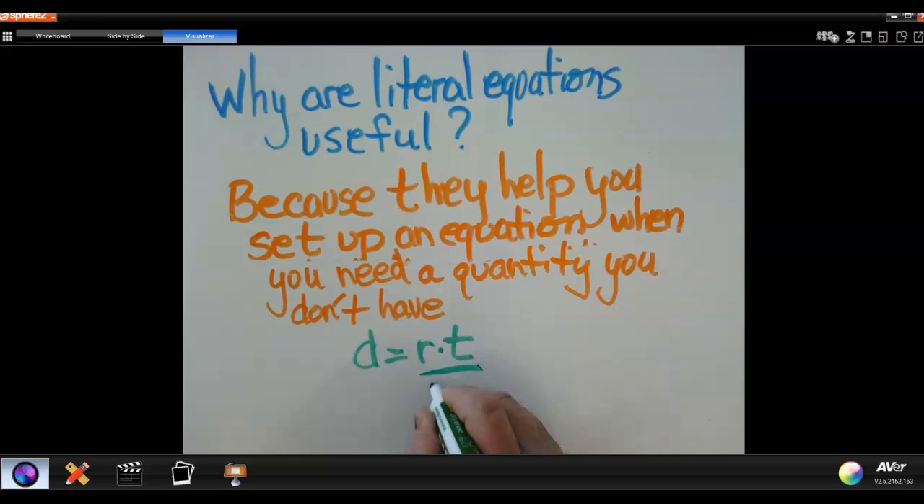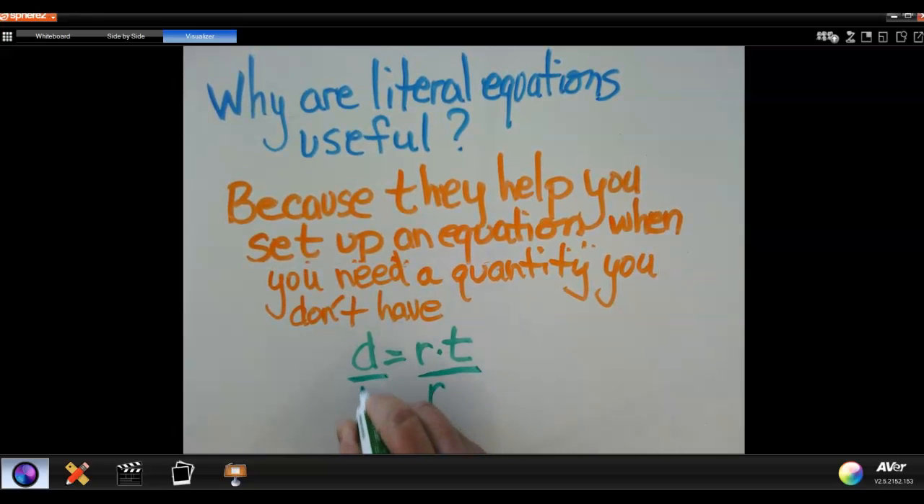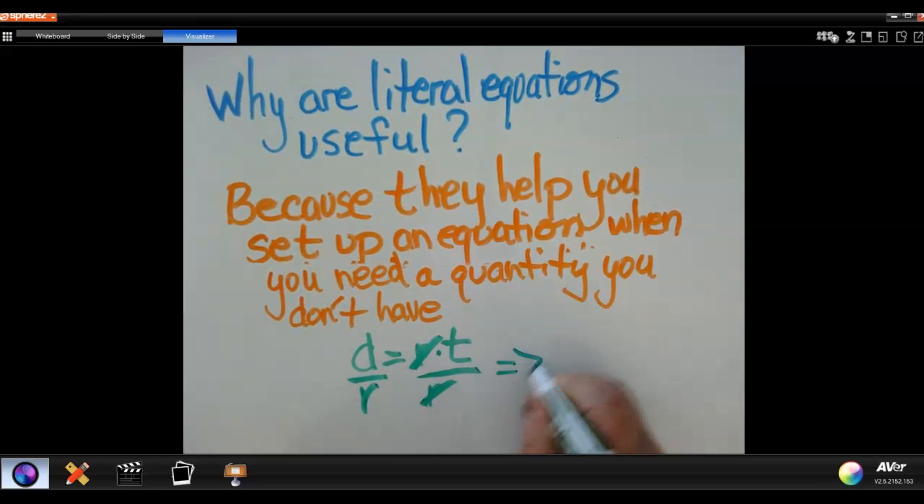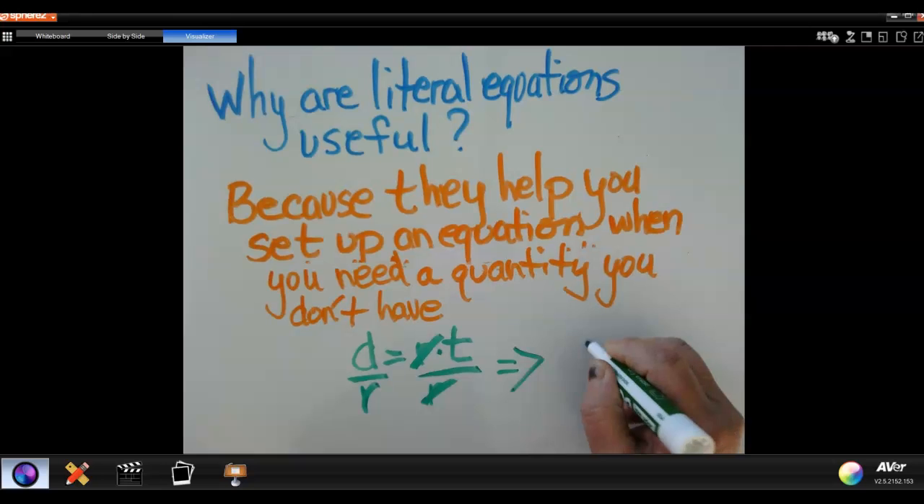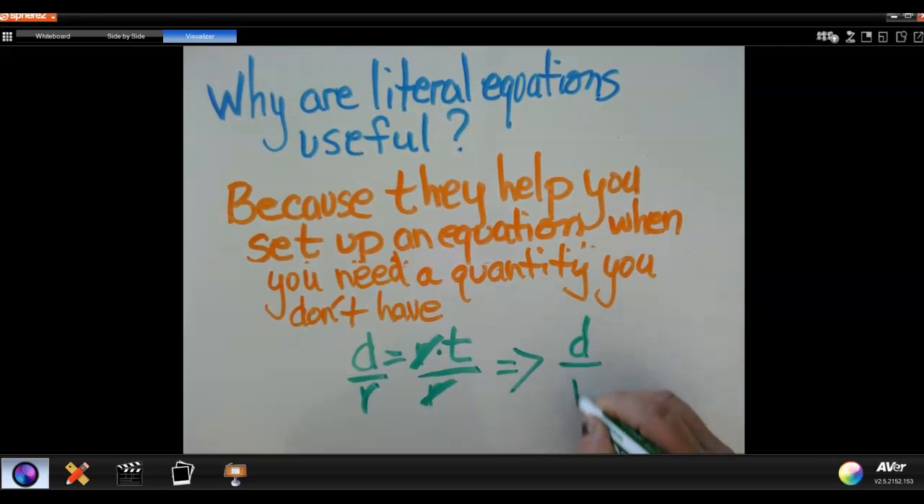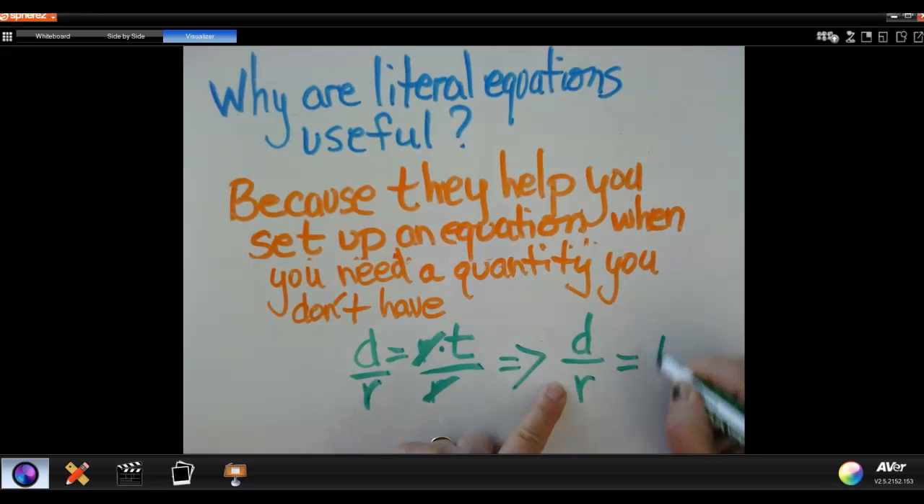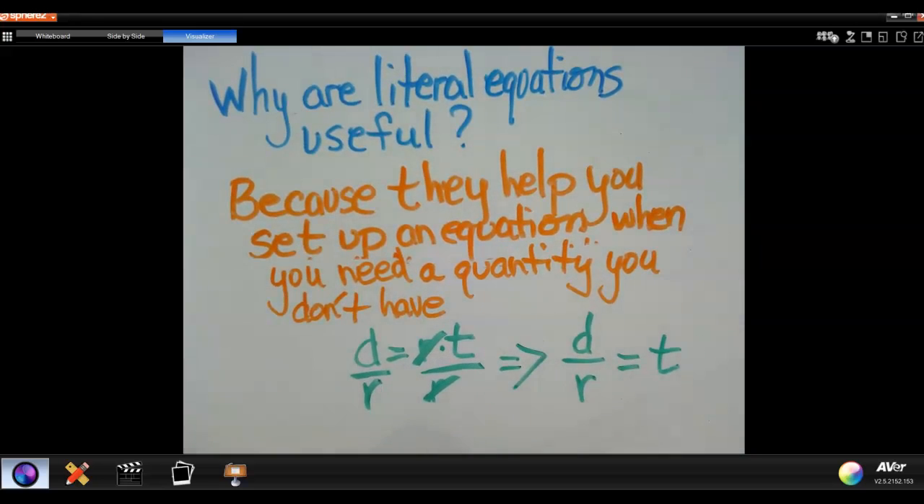So if I divide both sides by r, then look what I get. T is now all by itself. And I know that if I take my distance and I divide it by my rate, then I'm going to know how long my trip took me. This is literal equations in action.